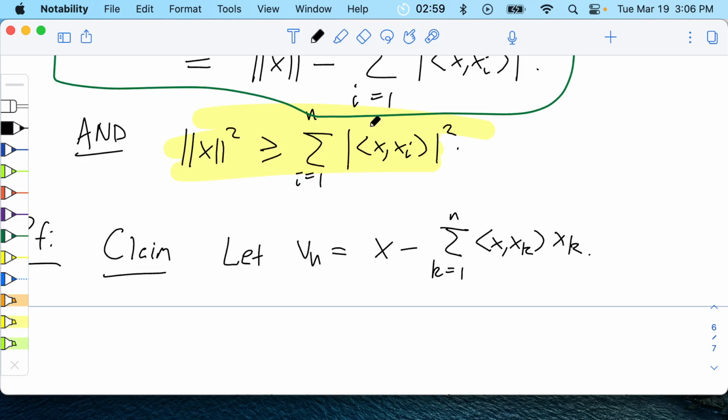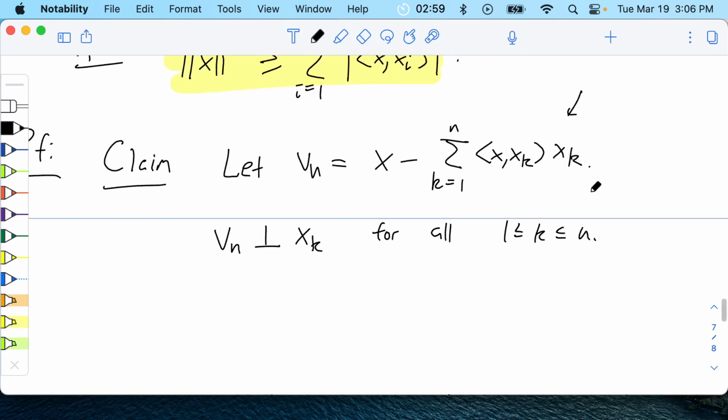And the claim is Vn is perpendicular to xk for all 1 ≤ k ≤ n. So Vn is some vector, and I'm claiming it's perpendicular to all the vectors in the list you gave me. Another way to say it is we have our system with x1 to xn, and I've tacked on one extra vector, this vector Vn, and that one is perpendicular to everything. I've enlarged my system by one extra vector. Here's the proof. It's a very nice proof.